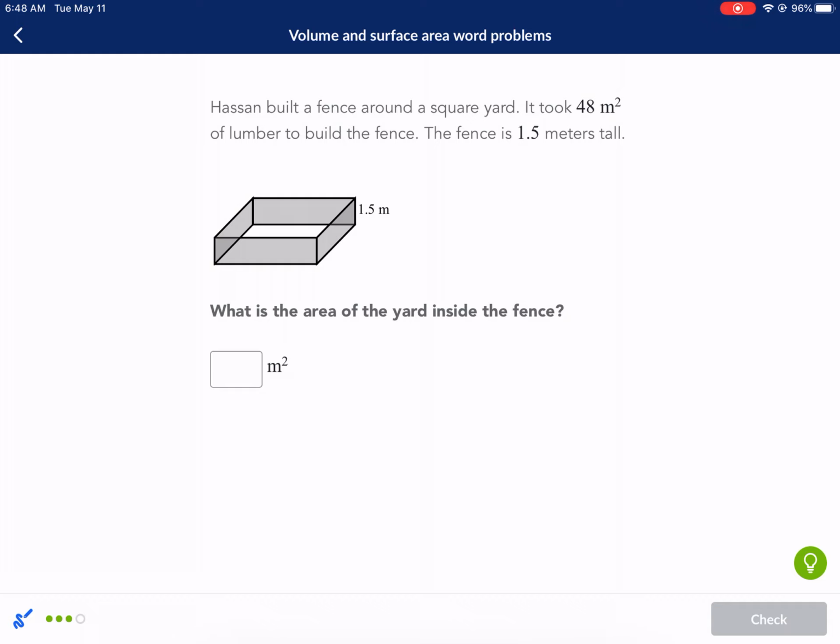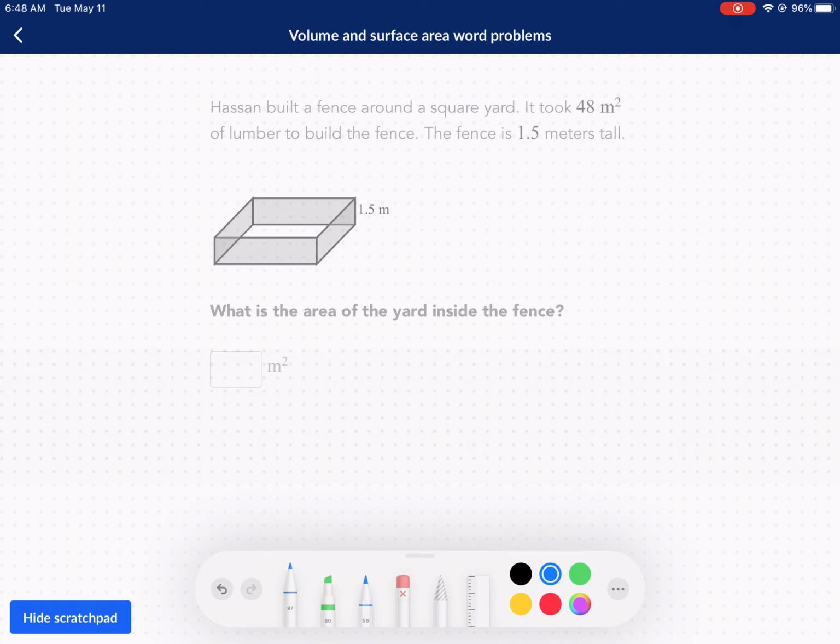Hassan built a fence around a square yard. It took 48 meters squared of lumber to build the fence. The fence is 1.5 meters tall. What is the area of the yard inside the fence? Interesting. Okay. We want the area inside the fence. So this is a surface area problem, finally.